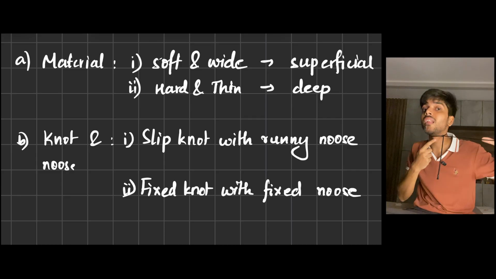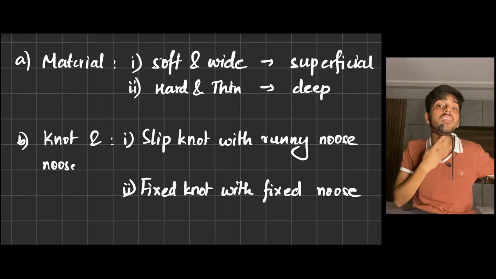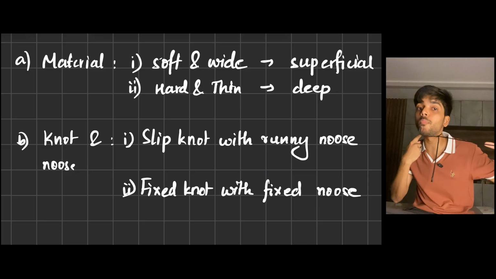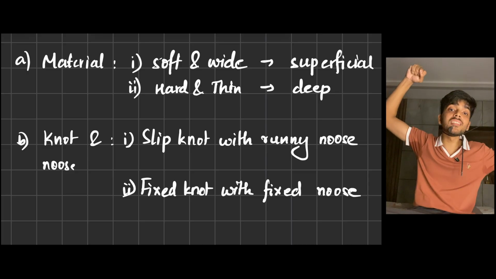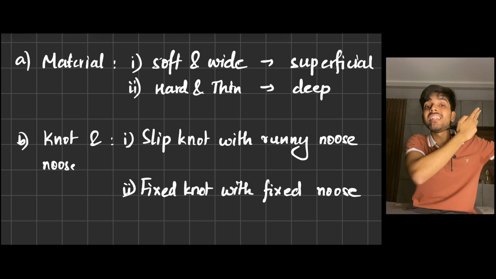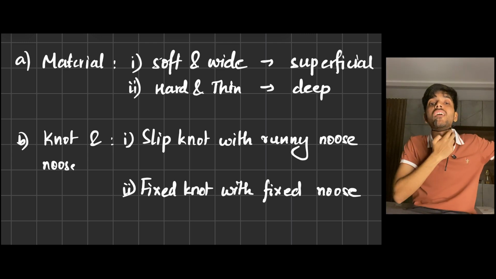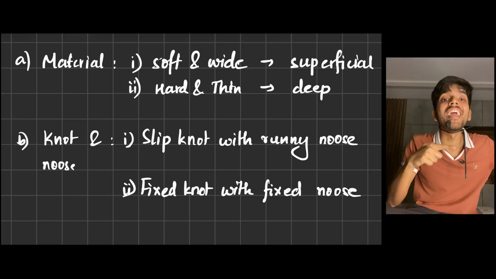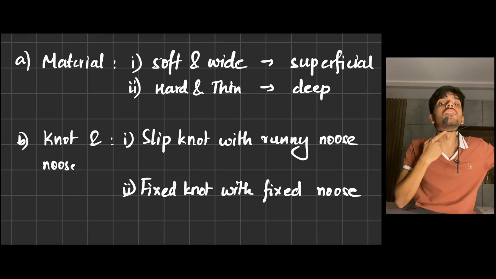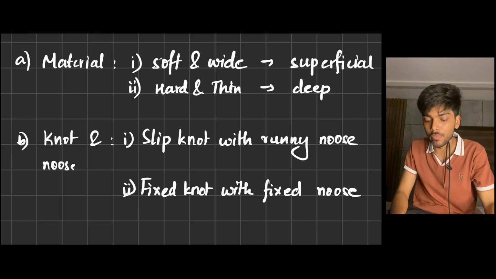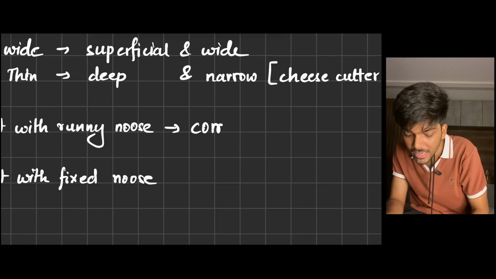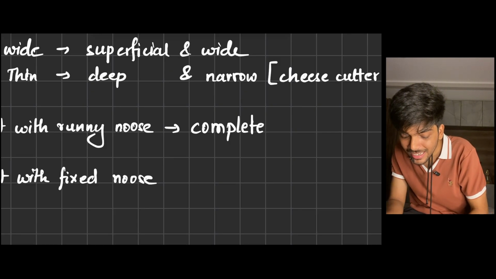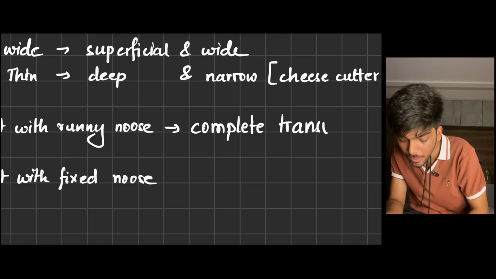Number one, the ligature is wrapped completely around my neck. Is there any gap? No. Number two, the ligature was like this, but then as the slip knot slipped down and the noose ran around my neck, it became transverse. So it's now transverse and complete. So a slip knot with a running noose gives a complete transverse ligature mark.